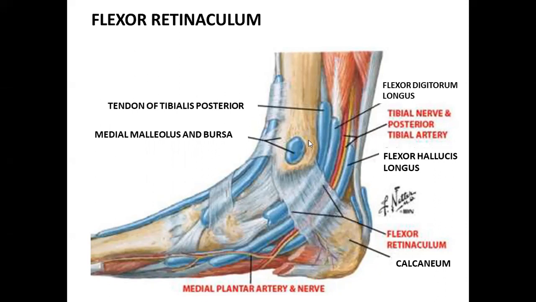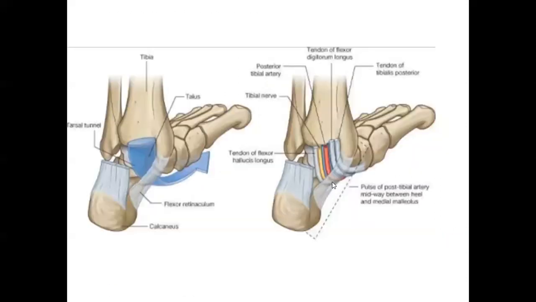So what are the structures? The doctors are not here. These are the tibialis posterior, the flexor digitorum longus, the artery, nerve, and then the flexor hallucis longus muscle. So here you can see it forms a canal through which these structures pass to the foot.